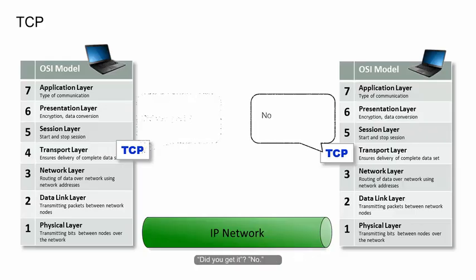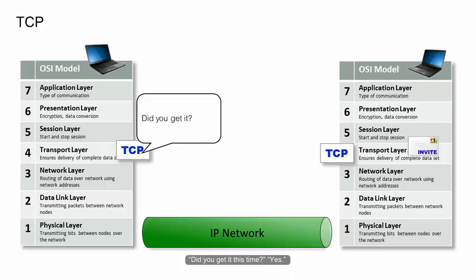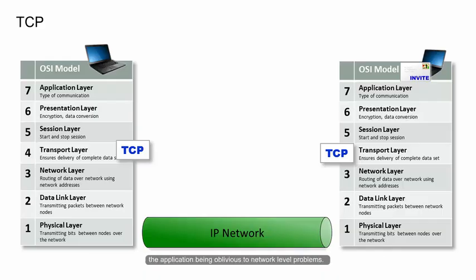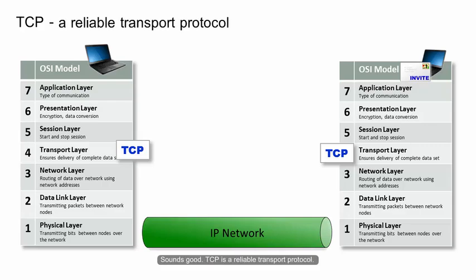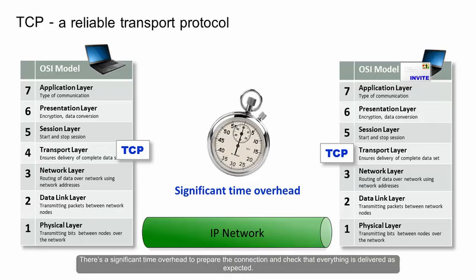Did you get it? No. Oh, then I'll send it again, and a copy of the same packet is automatically resent out over the network. Did you get it this time? Yes. Great. Despite network-level problems, the packet is delivered reliably from client to server, the application being oblivious to network-level problems. Sounds good. TCP is a reliable transport protocol. It takes care of retransmissions so that the application above doesn't have to. But there's something else to know about TCP. It needs a significant time overhead to prepare the connection and check that everything's delivered as expected.